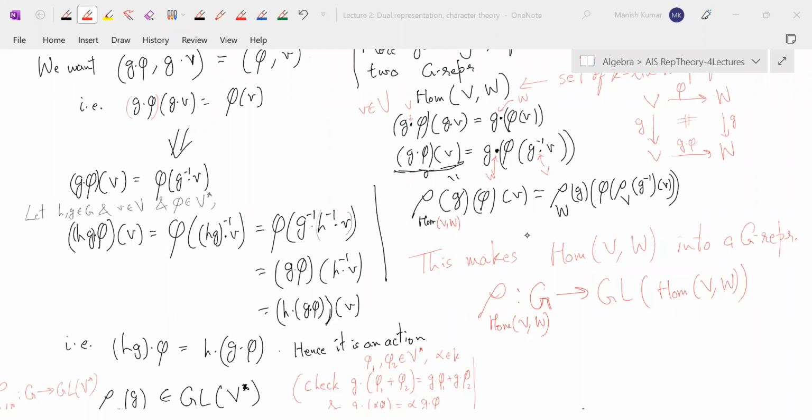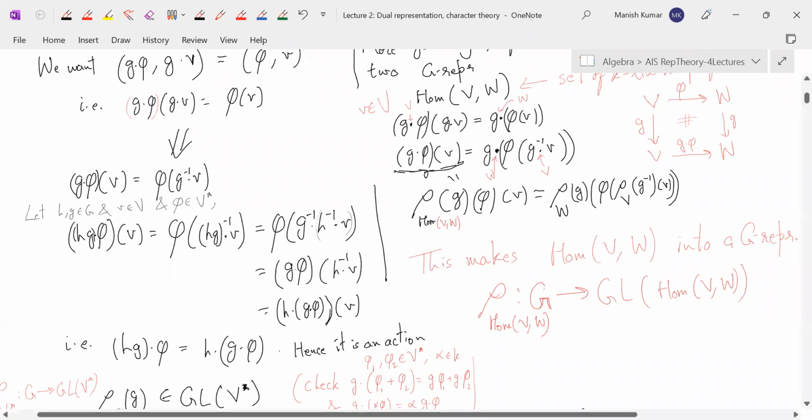And then you have to check that rho G is a bijection from Hom(V, W) to Hom(V, W). And that again follows if you compose it with rho G inverse, and you will see that it gives you identity, okay? And then finally, you have to check that rho G is linear. So if you take two linear maps phi one and phi two, then rho G of phi one plus phi two is same as rho G of phi one plus rho G of phi two, and it behaves well with scalar multiplication. So the way we did it in the dual case, you have to do the same thing here.